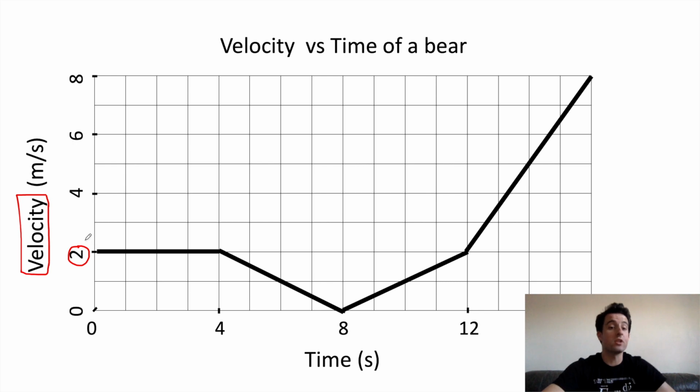So with that in mind, I'm going to explain what happens in the graph in terms of velocity. The bear starts out at a speed of 2 meters per second, and then it keeps that speed for the first 4 seconds. Then from time 4 to 8, it's going to slow down. And then from 8 seconds to 12 seconds, it's going to speed back up to 2 meters per second. Then from 12 to 16 seconds, it is going to dramatically increase its speed all the way up to 8 meters per second, at which time we no longer are keeping track of the bear.